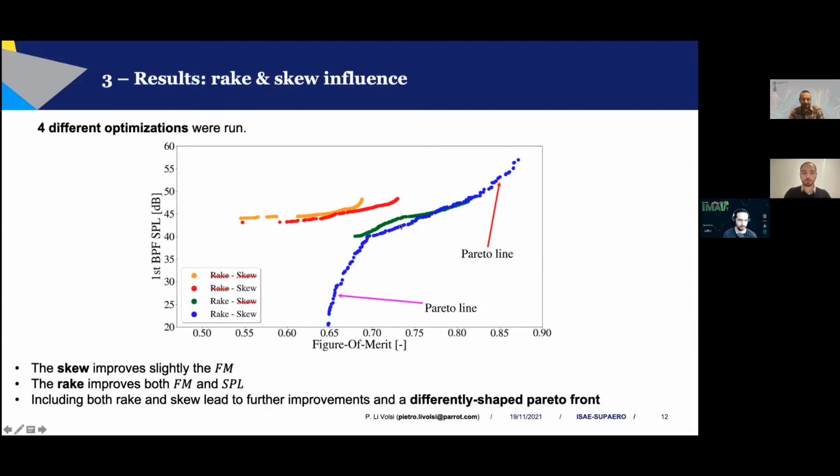The green Pareto front, on which we allowed the rake distribution instead of the skew one to be changed, we can clearly see that both figure of merit and SPL emitted noise are slightly improved. At the end, when we allowed the algorithm to change both rake and skew distributions, we can clearly see that both figure of merit and SPL are improved, and the Pareto front is a different shape with the two Pareto lines.